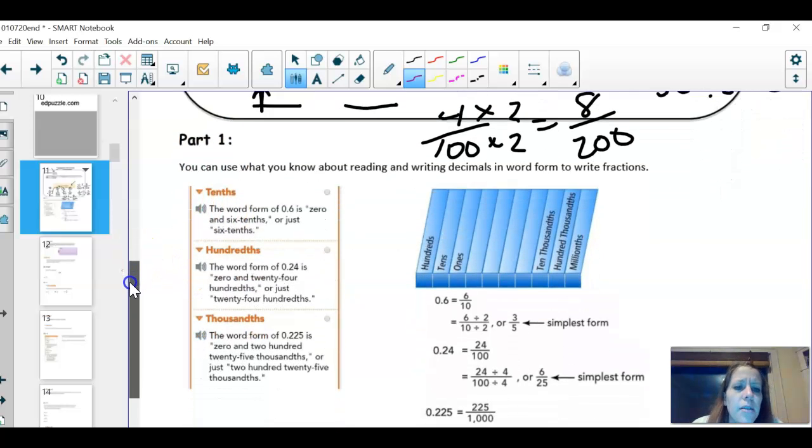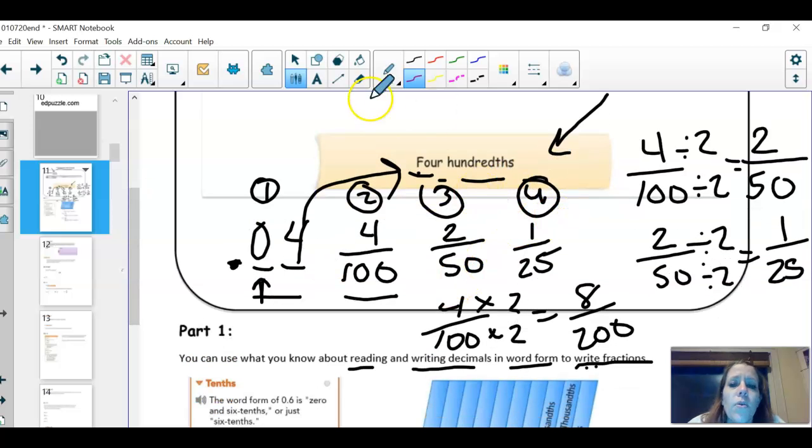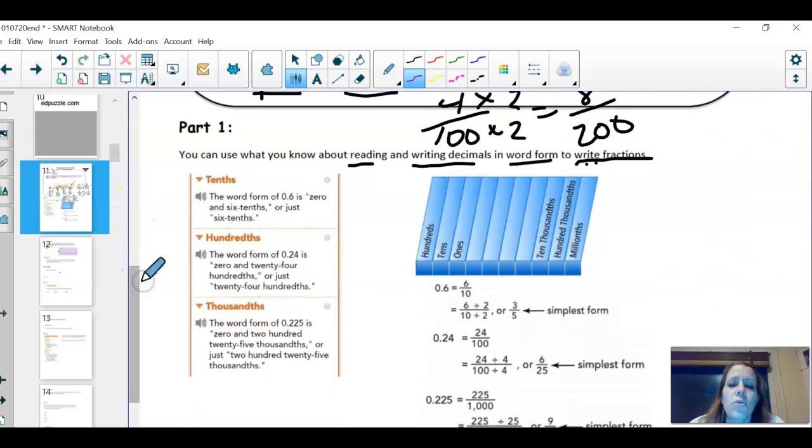So let's look at this. It says you can use what you know about reading and writing decimals in word form to write fractions, okay? So just like we did up here, we are going to use what we know about reading and writing decimals to make them into fractions, okay? Y entonces yo estaba leyéndolo y entonces yo puedo escribir fracciones, okay? Y entonces nosotros vamos a tratar esto. Okay, so we're going to try this.